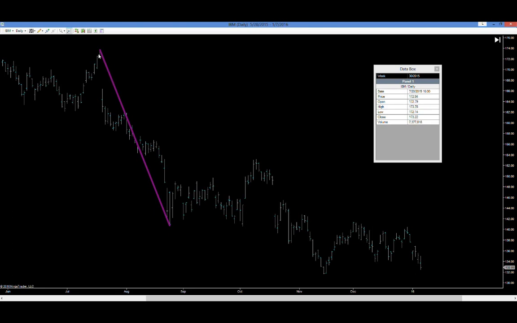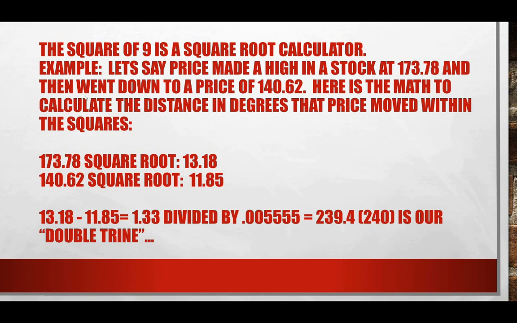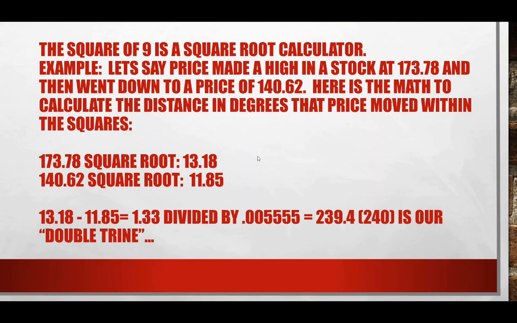All right, so in this move on the square of 9, price moved from here to here. It moved 240 degrees or double trines, 240 degrees. Let's get this off of here, and you can see that this is a real example. Price moved 240 degrees or our double trine. Now, notice where this is, because let's go back. We went from the 173 high down to 140.62.